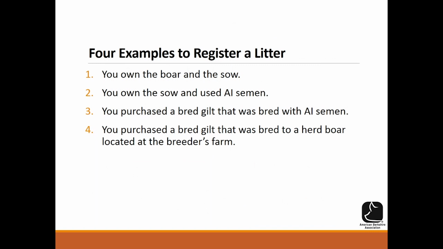Four examples to register a litter. First, you own the boar and the sow. Second, you own the sow and used AI semen. Third, you purchased a bred gilt that was bred with AI semen. Fourth, you purchased a bred gilt that was bred to a herd boar located at the breeder's farm.